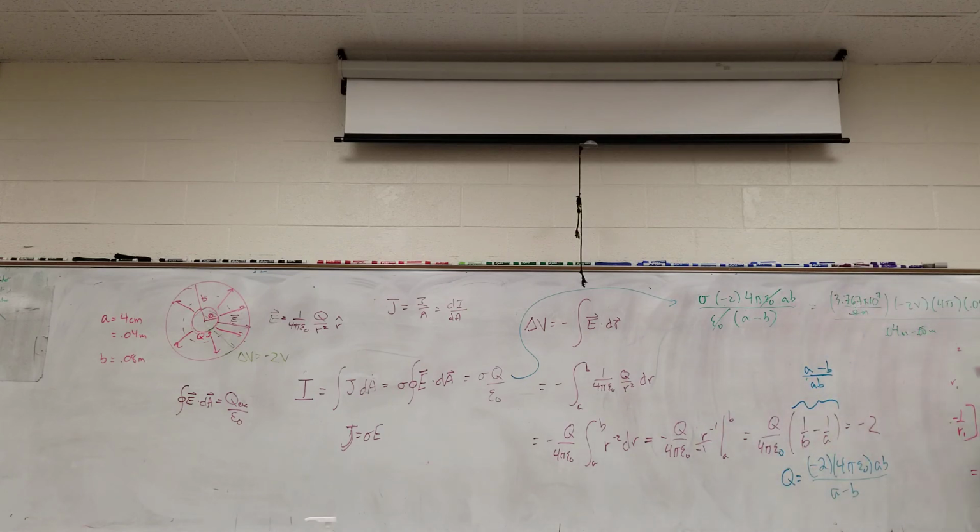Now, if it turns out that Q is a negative charge and current is flowing towards it, then that will show up. Oh, I guess that would show up here. That would suddenly become plus 2. Other questions?